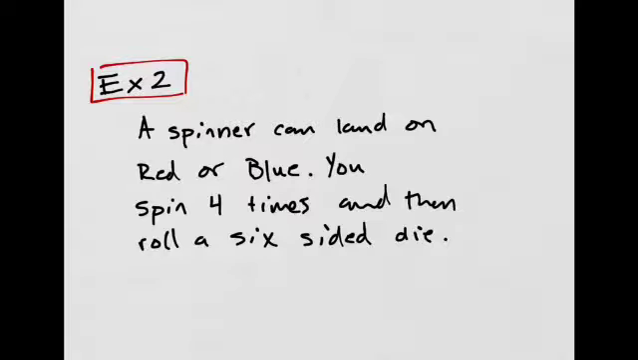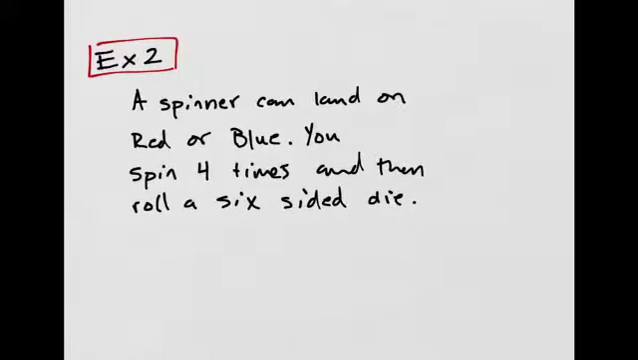Okay. So on this one, it says with same instructions. It says to count the number of outcomes, the total possibilities, the total possible situations. So in this situation, a spinner can land on red or blue. You spin 4 times, and then you roll a 6-sided die. So now we're gonna try and figure out, okay, what is the outcome? What would an outcome look like?